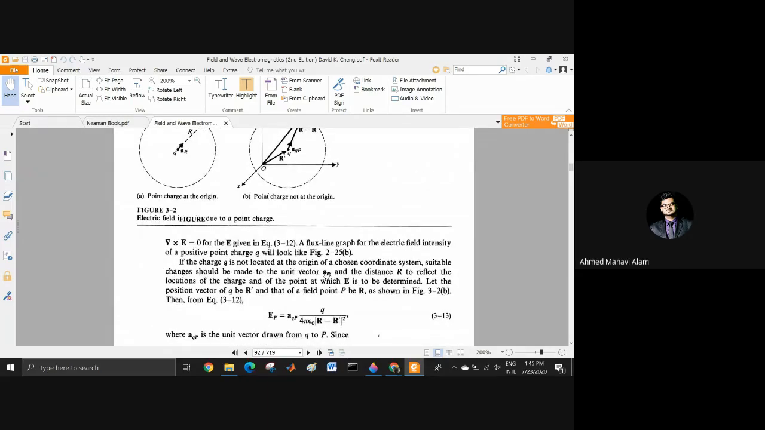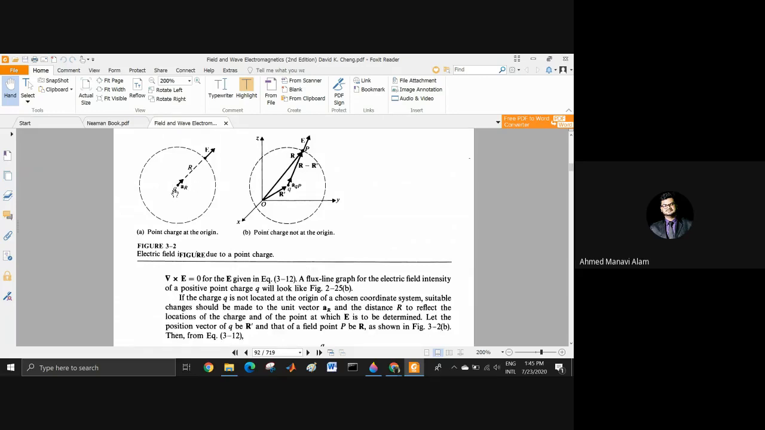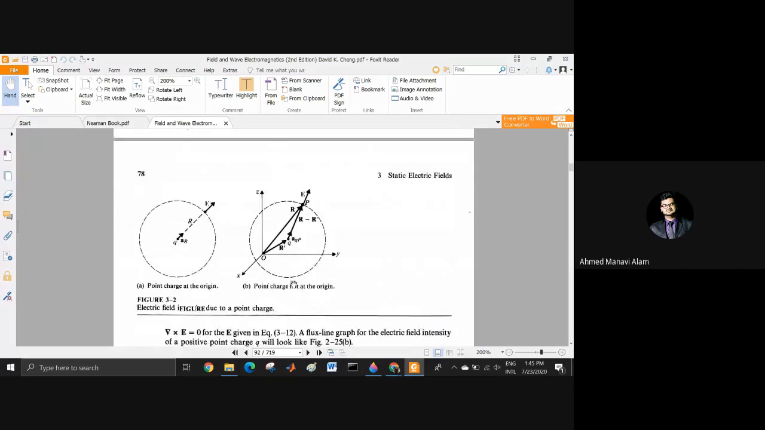If the charge q is not located at the origin of a chosen coordinate system, suitable changes should be made to the unit vector AR and the distance r to reflect the location of the charge and of the point at which E is to be determined. Suppose the origin is here and your charge is here. Now you need to find the electric field intensity at this point. Now আপনি কি করবেন? দেখেন origin এখানে. When the origin is at this point, then you could have written the r directly, but you can't write r directly here. মানে এখন r বসাই দিলে, এই কেসে r বসাই দিলে হবে না.